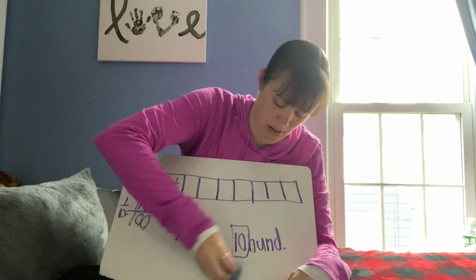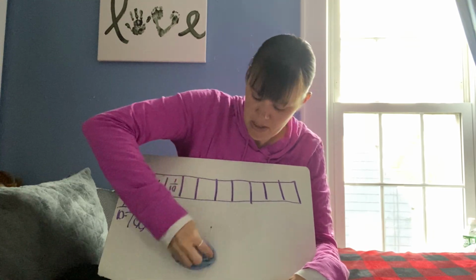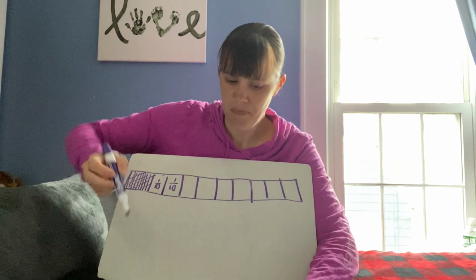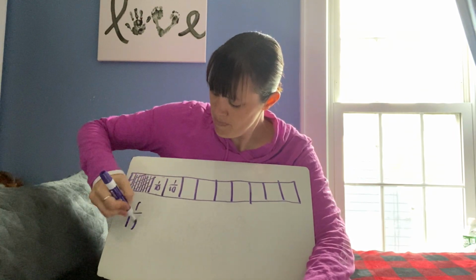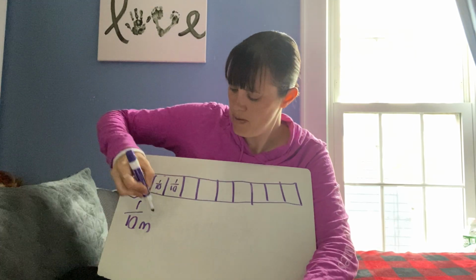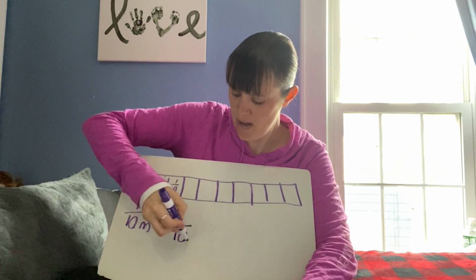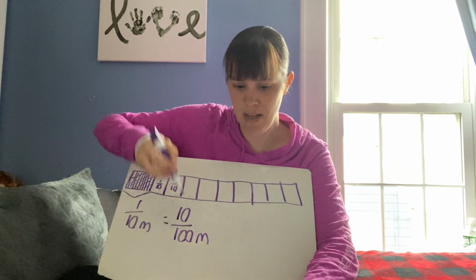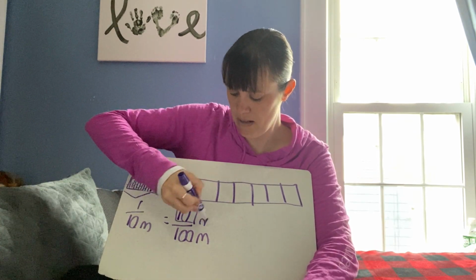Okay, and then B says 1/10 of a meter. Well, that would be 1/10 of a meter, right? So how many hundredths is it? Well, we know that. It is 10. So again, we are writing 10.